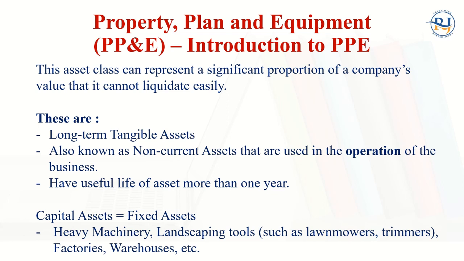So sometimes we can say that these are the capital assets or also known as fixed assets. Take an example, the heavy machinery or landscaping tools such as land movers, trimmers, or maybe some factories and warehouses that come under property, plant and equipment.